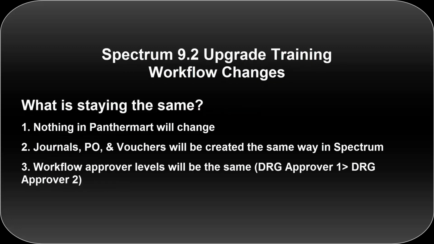Let's begin with what's staying the same. Nothing in Panthermart will change. In Spectrum, journals, POs, and vouchers will still be created the same way. And workflow approval levels will stay the same as well. Department Approver 1 will still go to Department Approver 2, and Project Approver 1 will still go to Project Approver 2.